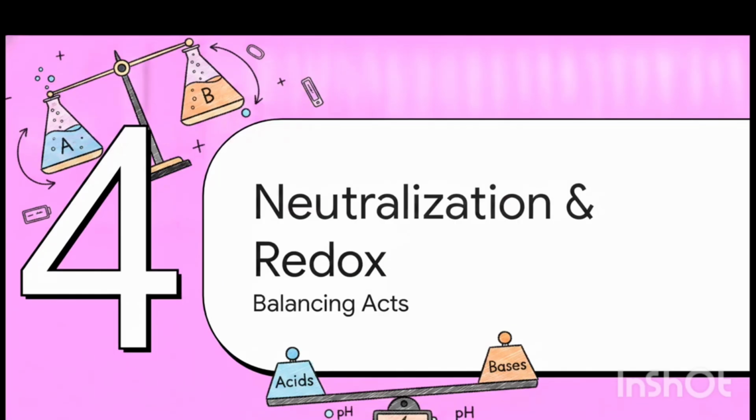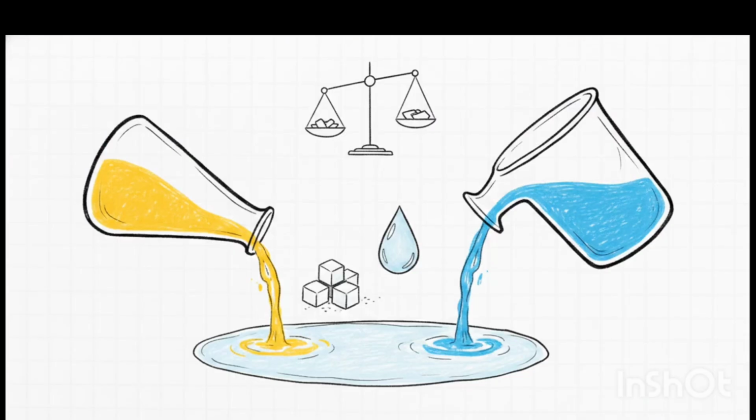Let's shift gears a bit. Section 4, neutralization and redox. You know, the universe absolutely loves equilibrium, and we see this perfectly when acids and bases interact. When an acid meets a base, they engage in what we call a neutralization reaction, essentially canceling out each other's extreme properties. If you mix hydrochloric acid and a basic potassium hydroxide, they fight it out and leave behind nothing but completely neutral salt and pure water.